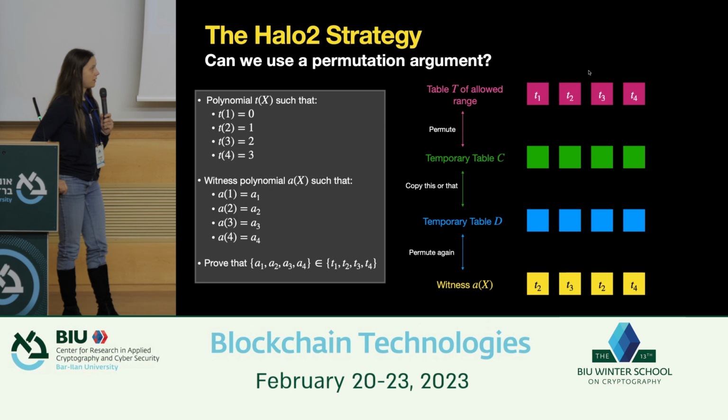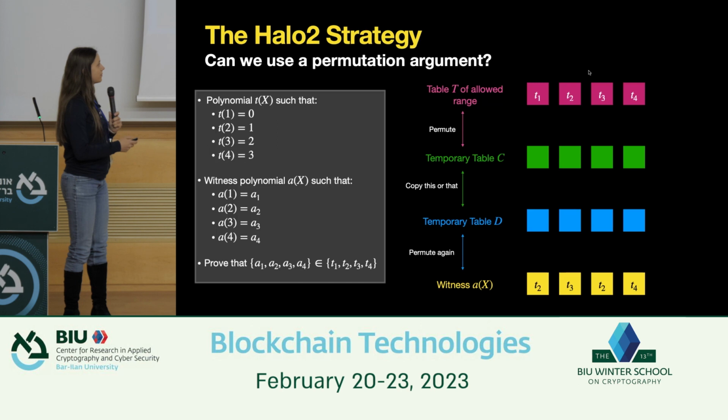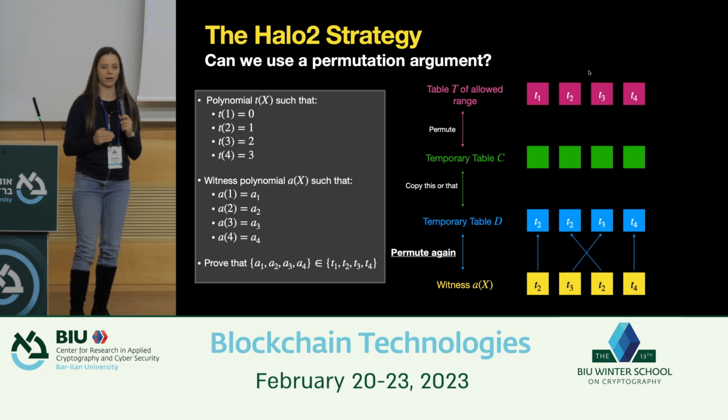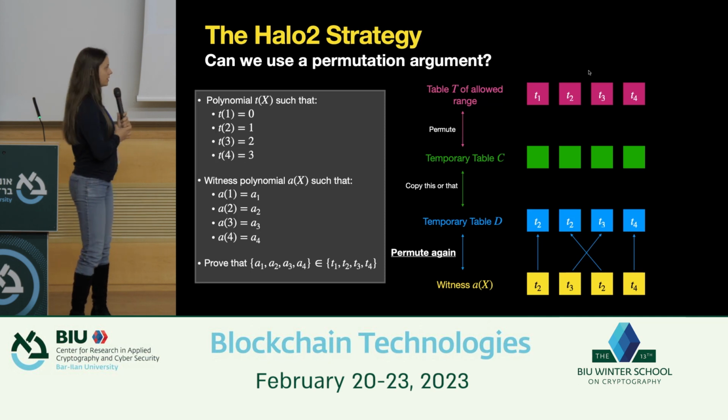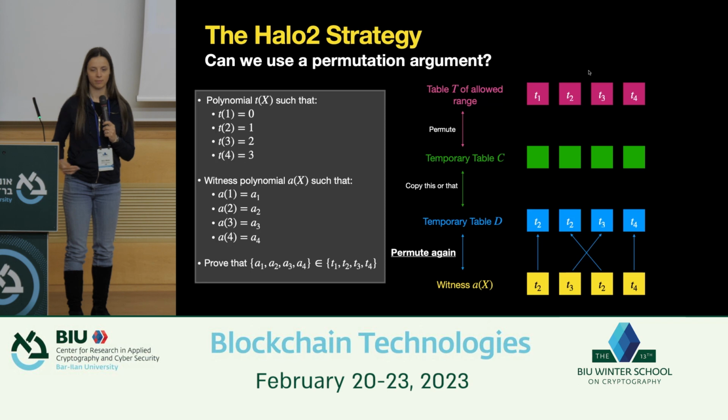Okay, so let's suppose that we have the witness T2, T3, T2, T4. All of these are valid entries in our table, T1, T2, T3, T4, and we want to prove that this is in fact the case. The first thing we're going to do is take all of our witness elements and try to order them. So in this particular situation, how would we order 2, 3, 2, 4? Well, we'll take that as 2, 2, 3, 4, and that will be our ordering.